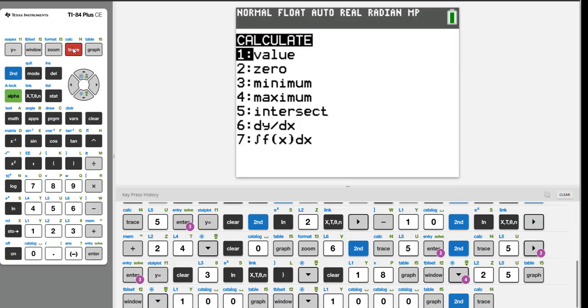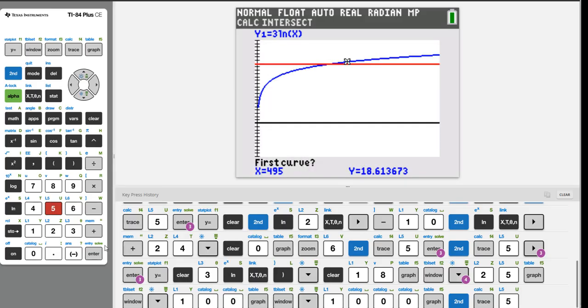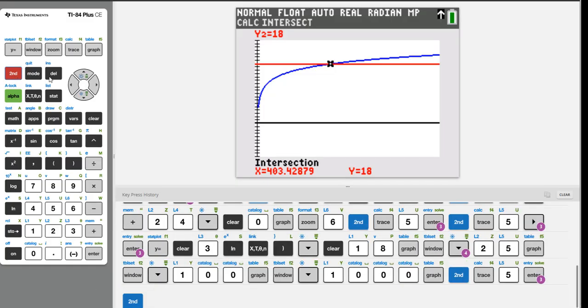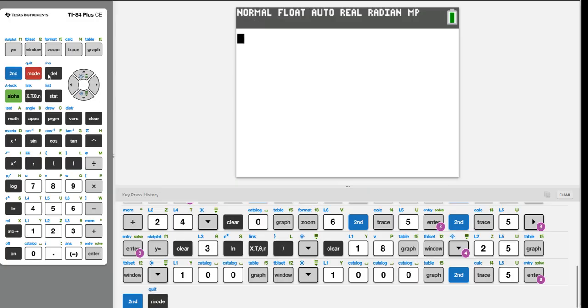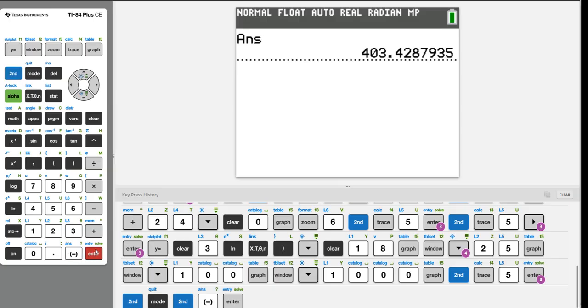Press second calculate. Select number 5 intersect. Press enter 3 times. Notice the intersection, x equal to 403.42879 at the bottom of the screen. On the TI-84 calculator, press second, quit. Press second answer and press enter. This brings our answer from the graph to the current screen.